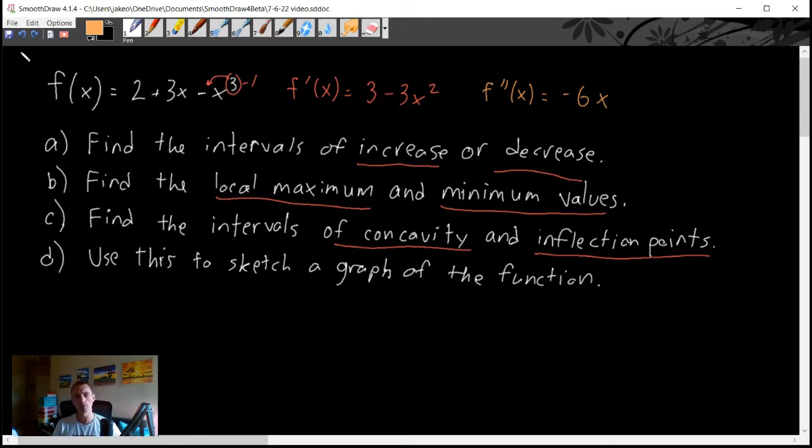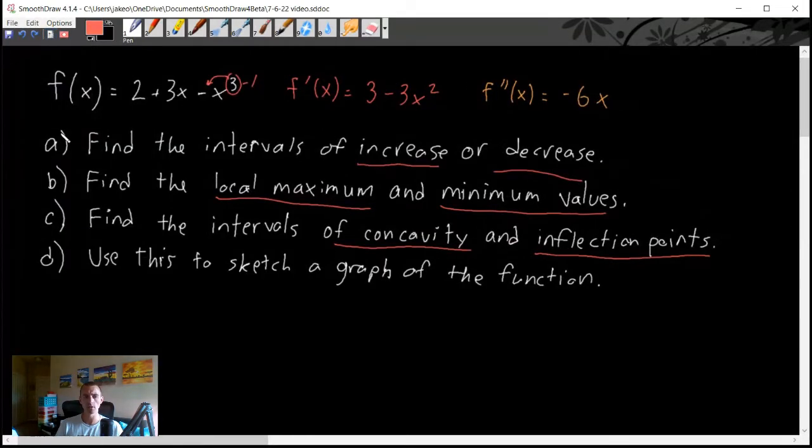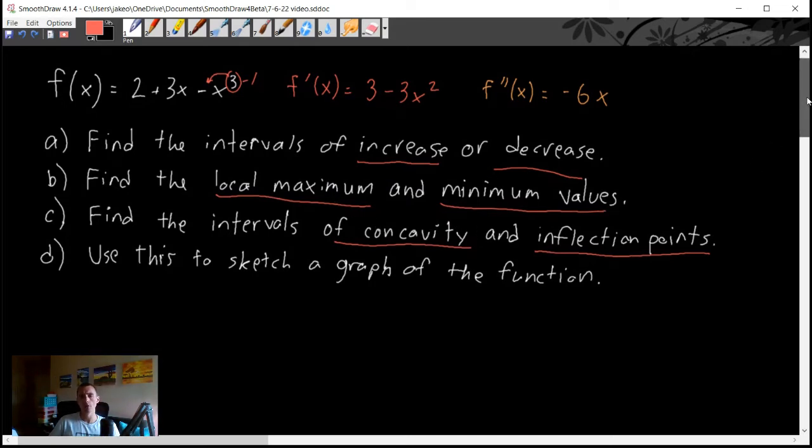Okay, so now once we have our first and second derivative, there's going to be a few steps that we want to think about. So let's go ahead and start with finding our intervals of increasing and decreasing. That's generally going to be the easiest thing to start with. But both part A and B, where we're trying to find our intervals of increasing or decreasing, and find where we have local maximum and minimum values, are both going to require us to find our critical numbers.